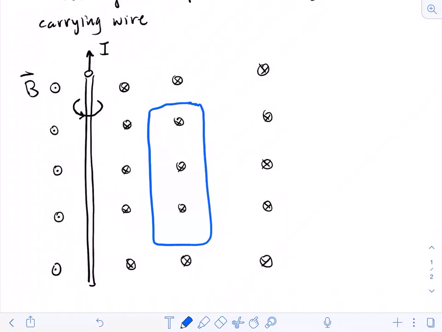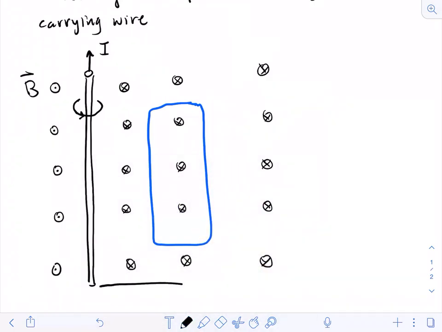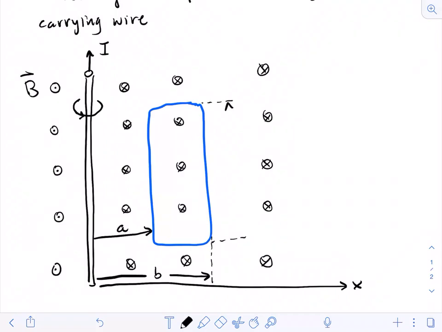So it's a rectangular loop, and let's indicate a coordinate system. This is going to be an x-axis, and we'll say that the loop's left edge is a distance a away from the wire, and its right edge is a distance b away from the wire. So x equals a and x equals b. And then let's also give our loop a dimension in the vertical direction, so we'll say it's L.